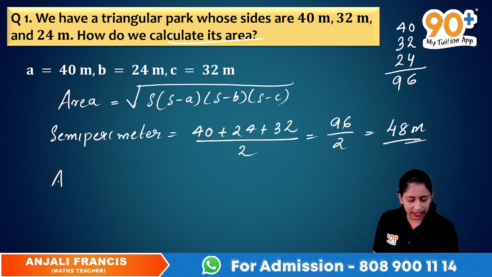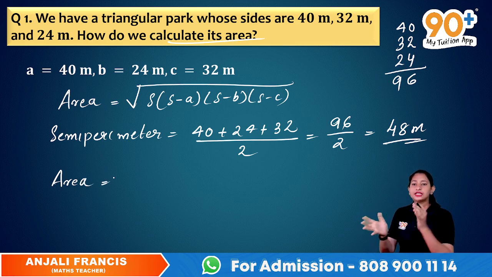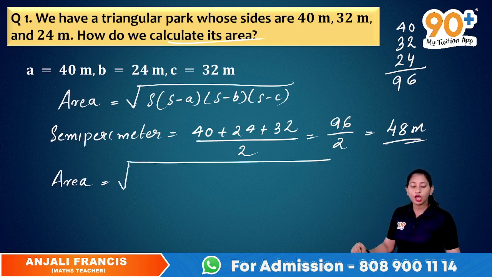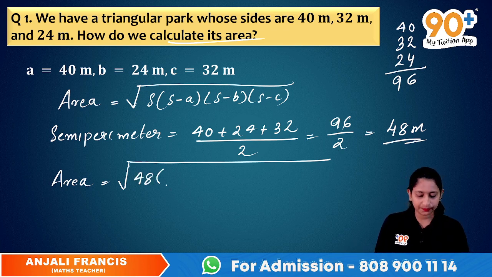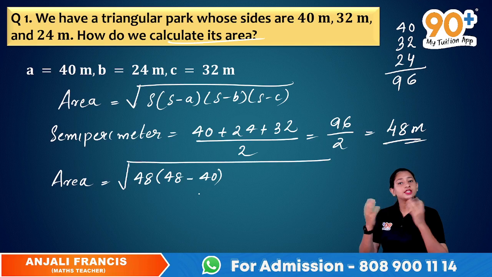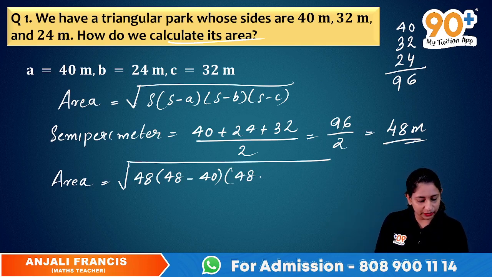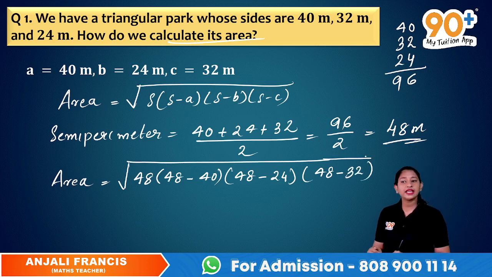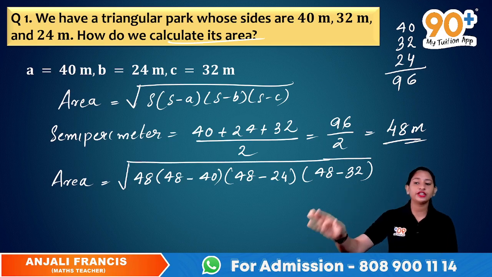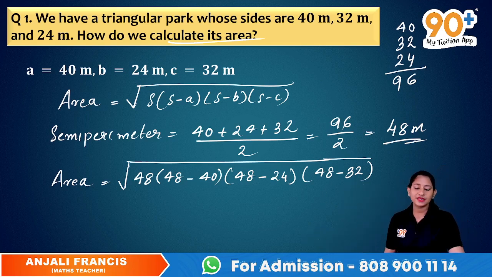Then area is equal to, we substitute all the values here. So here, substituting, we draw a big root. Root of 48 into 48 minus 40, since a is 40. Then 48 minus b, which is 24, and 48 minus c, which is 32. So area is equal to root of 48 into 48 minus 40 into 48 minus 24 into 48 minus 32. This much is clear for you all, right?